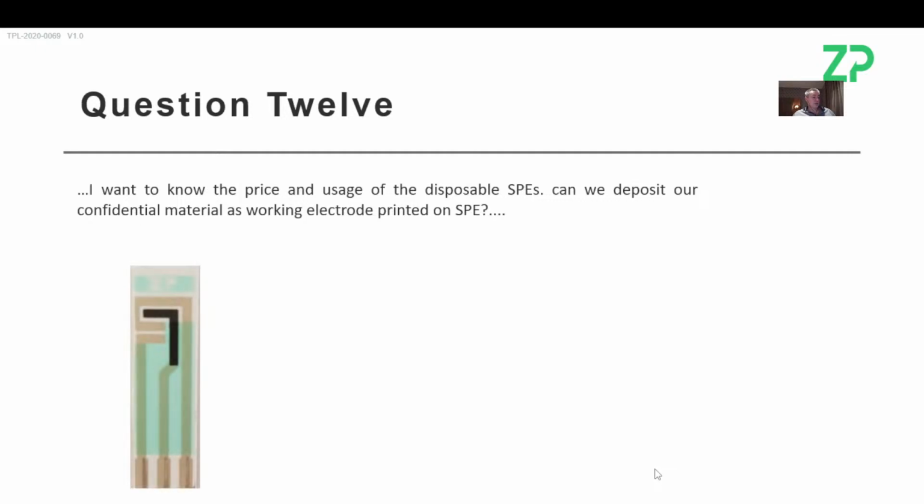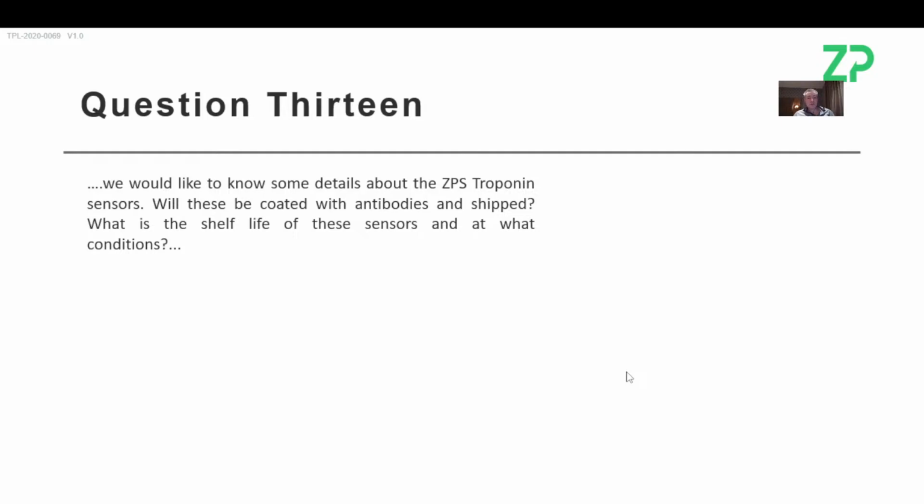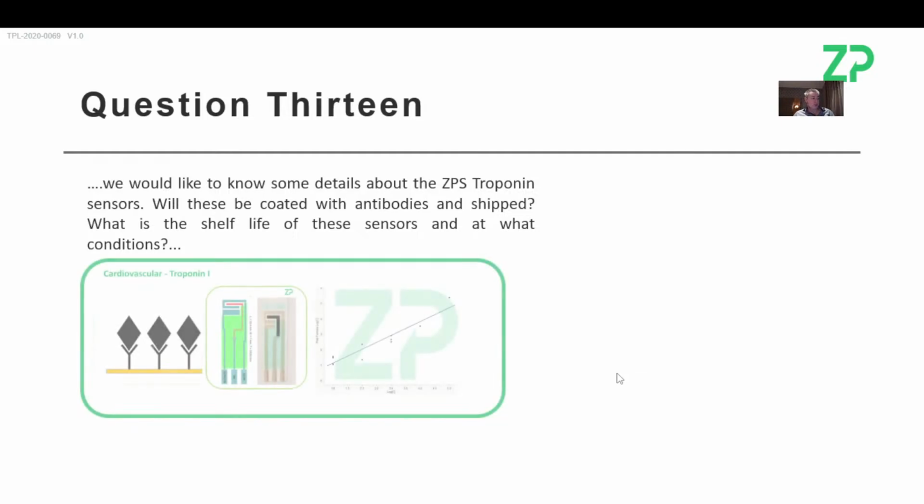Somebody wants to deposit their confidential material onto a screen printed electrode. Do we have any recommendations? The quick answer is, the biggest user of screen printed electrodes that Zimmer Peacock sells is Zimmer Peacock, so I would obviously recommend our HyperValue carbon electrode. An uncut sheet of HyperValue electrodes is like $145. If there's 300 on there, it's less than 50 cents each. So it means you can experiment and make mistakes, and it's not so expensive.